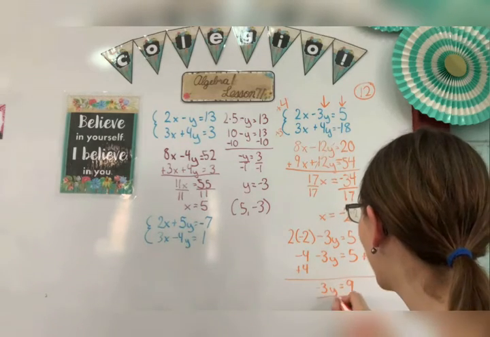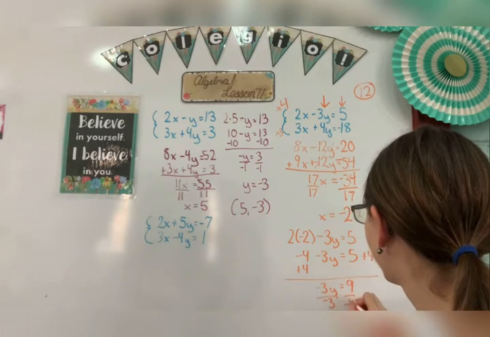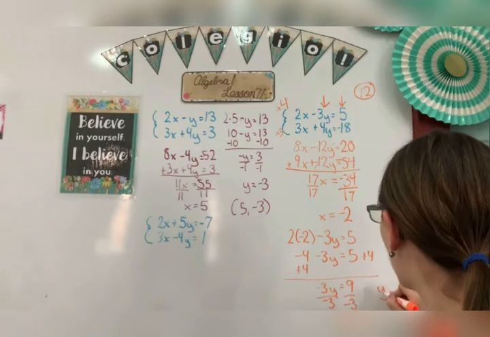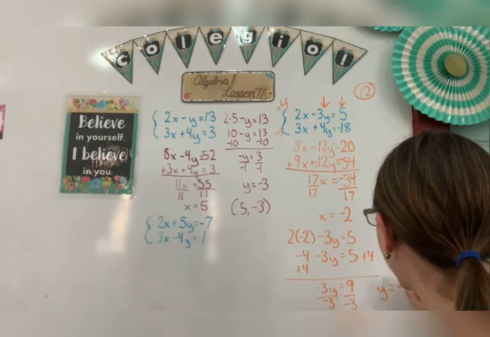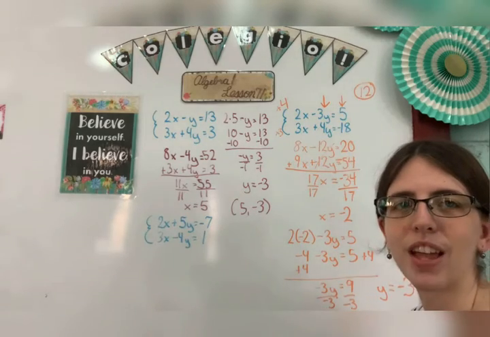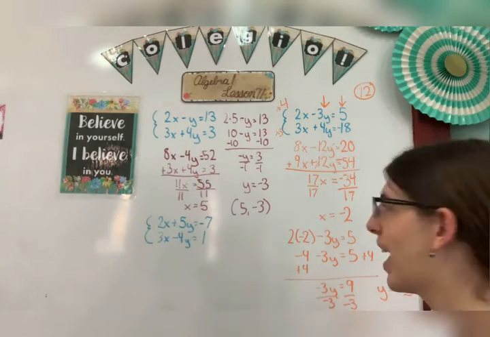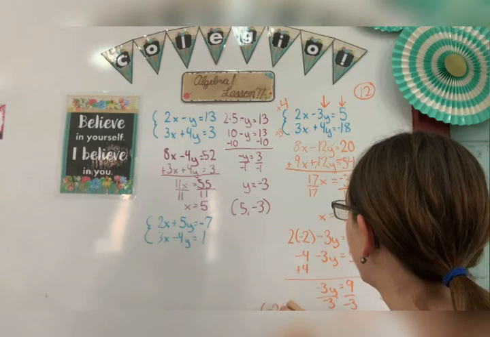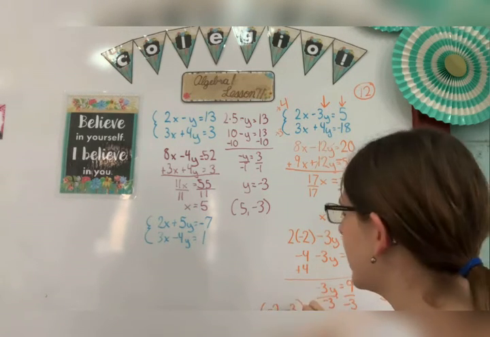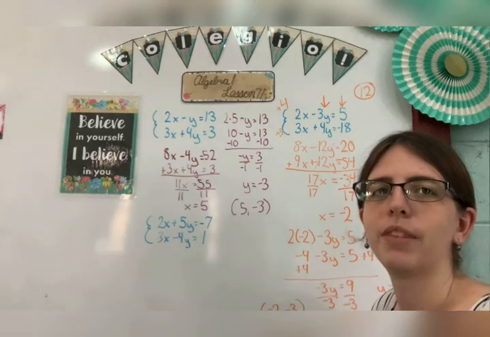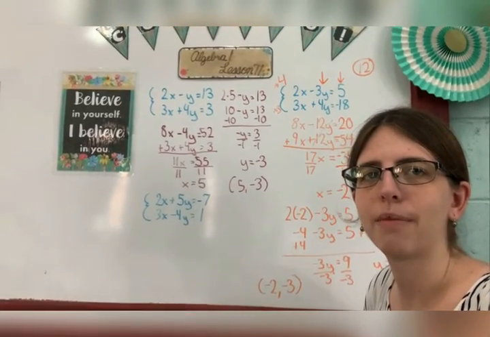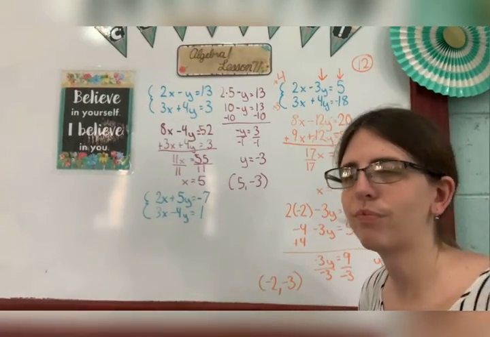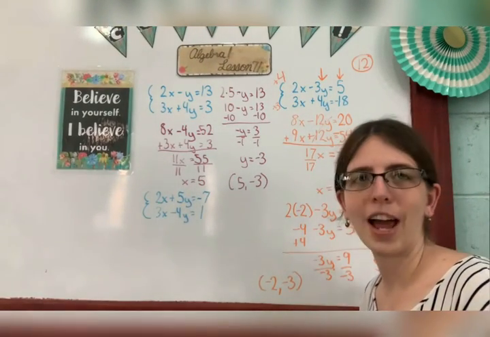Now I divide both sides by negative 3. And that gives me y equals negative 3. So my ordered pair would then be negative 2 for x, negative 3 for y. Let me tilt the screen down so you can see that. Okay? All right. There we go. Let's try one more.